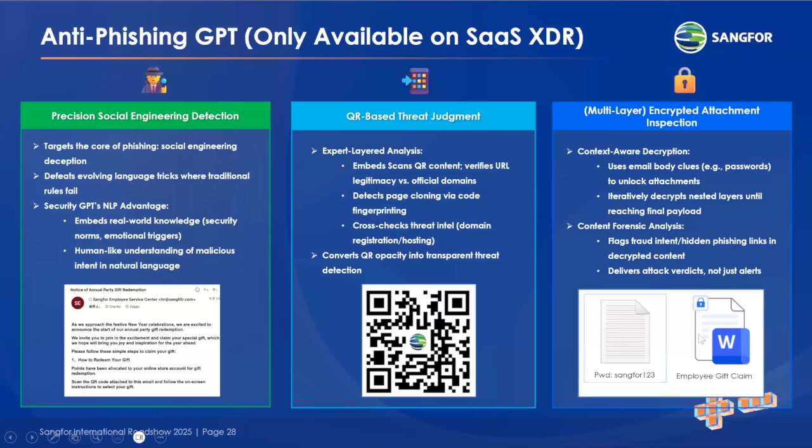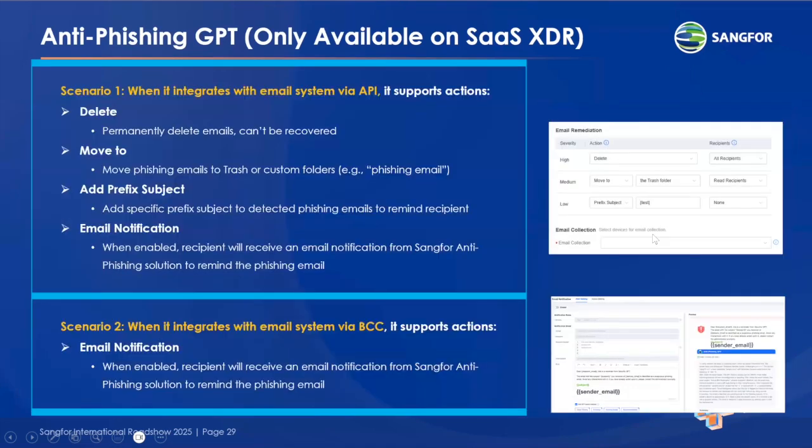And the third one is if some of the attachments are encrypted, but the password is in the email, so we can load the password and check the attachment content to find whether it is a phishing email or not. Okay, so we have so many ways to mitigate the threats. Like we can delete the email immediately. We can move it to the trash bin, and we can add a prefix subject in front of the email header, and we can give another email notification.